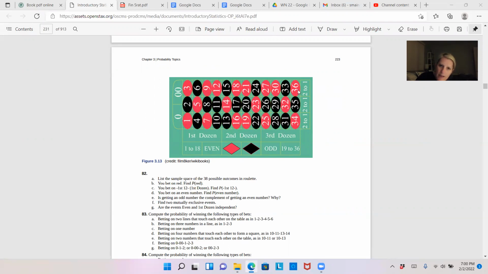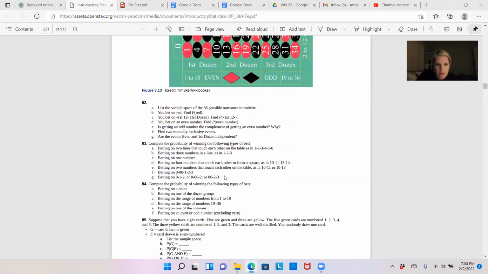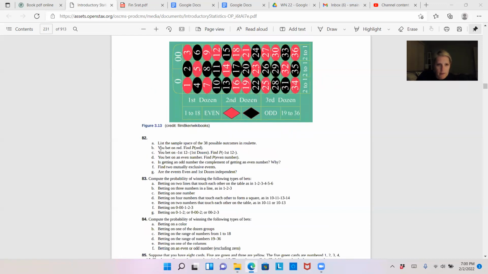But there's 36 outcomes plus 0 and double 0. So there's not just red and black. It could land on a white. So there's actually 38 outcomes if they're individual outcomes. You can bet on the first dozen, which would be 1 through 12. You could bet on the second dozen, which would be 13 through 24. And you can see they line up here, 13 through 24. You can bet on the corners. There's so many different bets. So let's just look at some of these here in question 82. It says, list the sample space of the 38 possible outcomes in roulette.